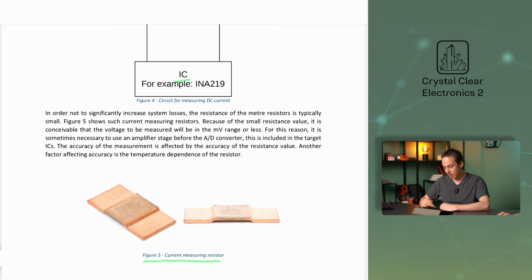Because of the small resistance value, it is conceivable that the voltage to be measured will be in the millivolt range or less. For this reason, it is sometimes necessary to use an amplifier stage before the AD converter. This is included in the target ICs. The accuracy of the measurement is affected by the accuracy of the resistance value. Another factor affecting accuracy is the temperature dependence of the sensor.